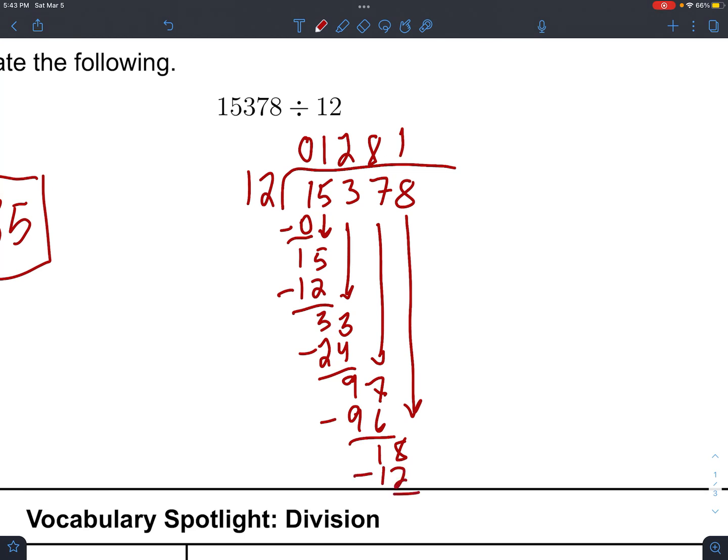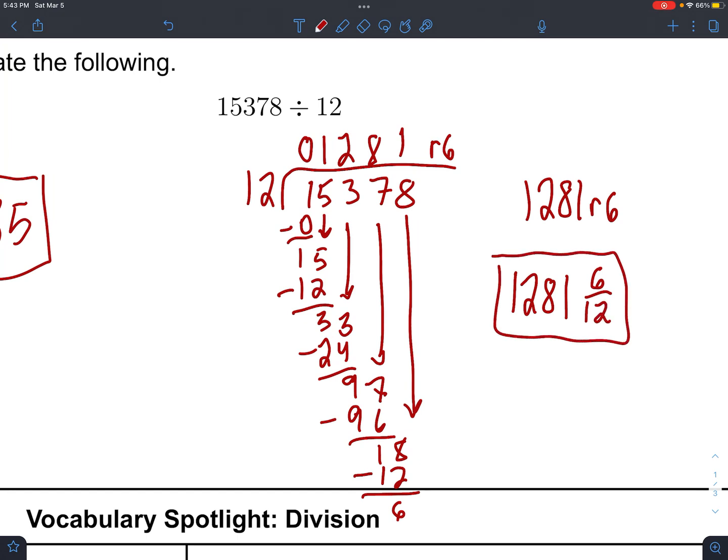And this only goes in once. And we have a 6. So you could write your answer with a R6 here. That's a good response. Today we're going to write it with a fraction, basically saying that you have 6 left over out of the 12 we're dividing by. So this is really an accurate answer and most descriptive.